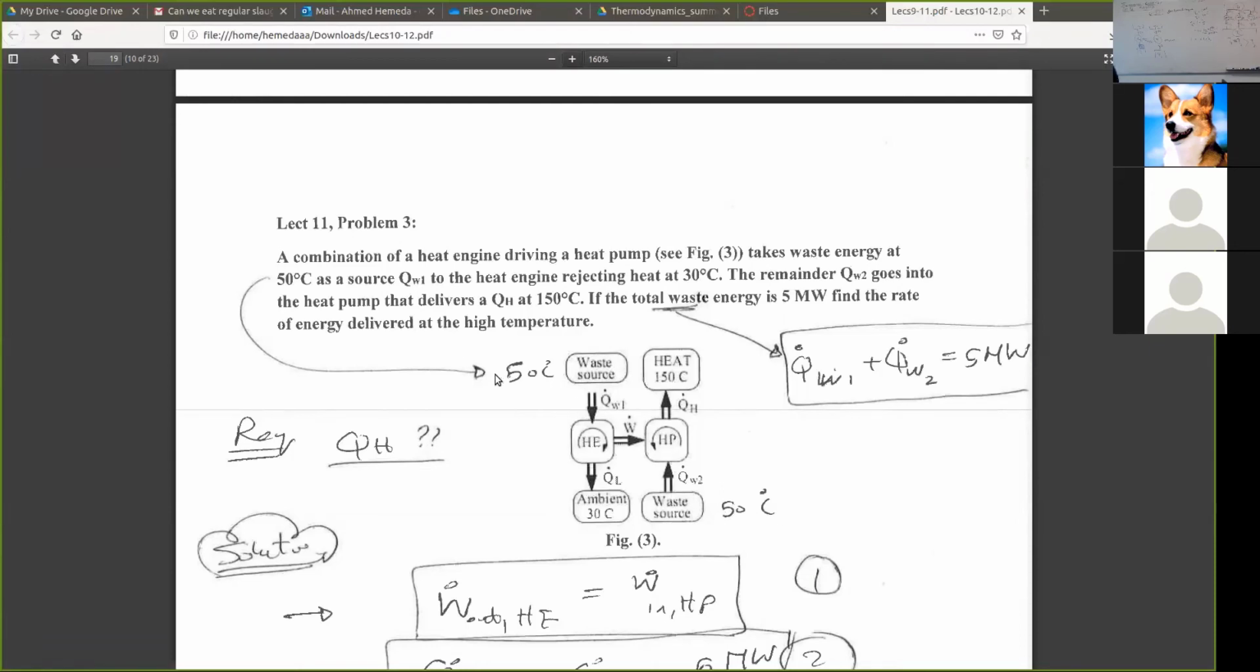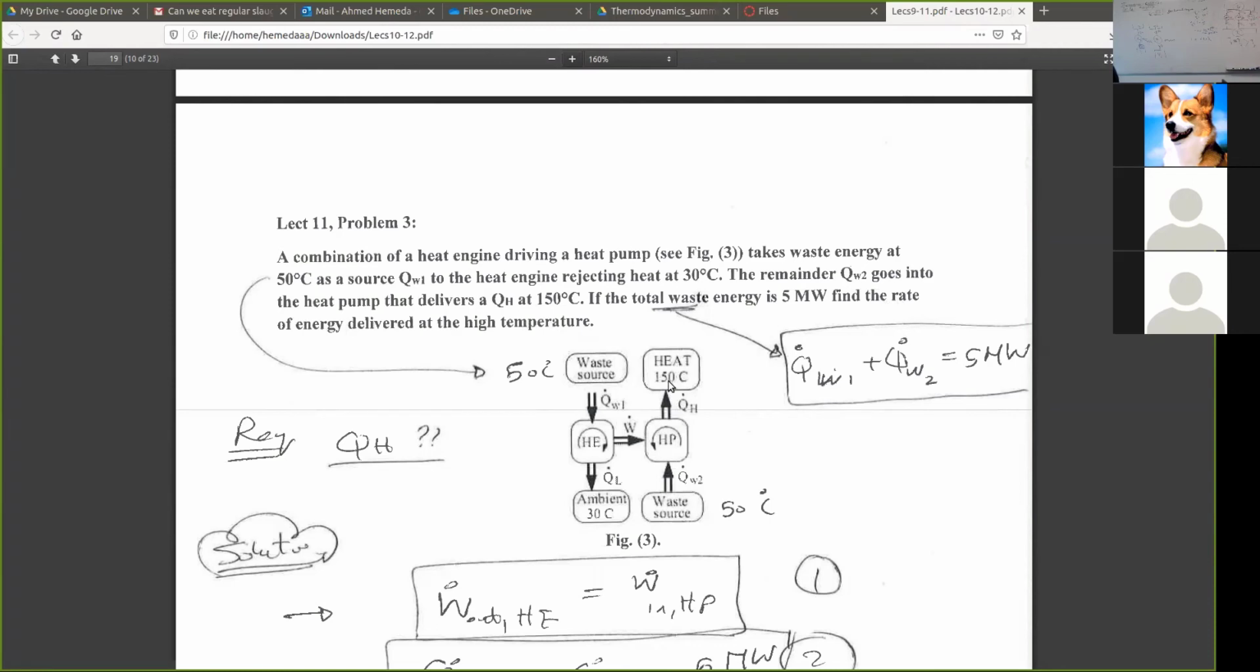Both are 50 degrees. The same source. Some energy, give it to the heat engine. Some energy, give it to the heat pump. The total waste energy, 5 megawatt. It means this W1 plus this W2 equal, we can give it any name, but here we call it waste 1, waste 2. The total waste, 5 megawatt. Find the rate of energy delivered at higher temperature, find Q high. This is Q high. Find the rate of energy, Q dot, delivered at higher temperature here.